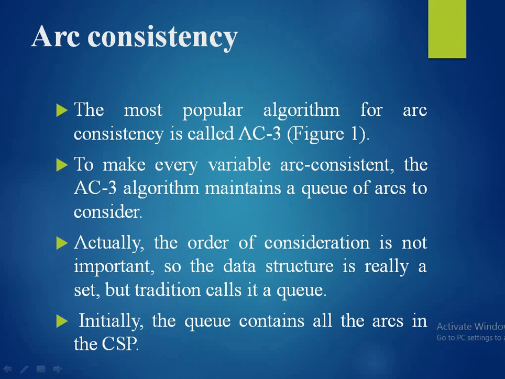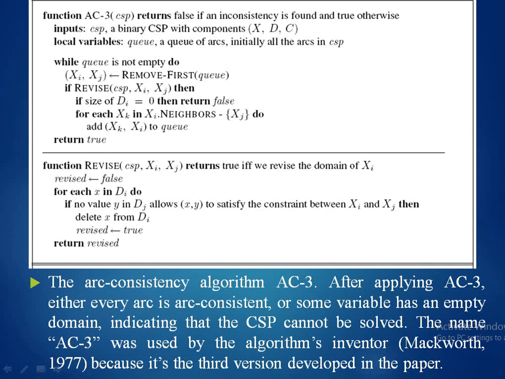The most popular algorithm for arc consistency is called AC-3, which is shown in the next figure, figure number 1. To make every variable arc consistent, the AC-3 algorithm maintains a queue of arcs to consider. Actually, the order of consideration is not important, so the data structure is really a set, but tradition calls it a queue. Initially, the queue contains all arcs in the CSP. This is our figure number 1, which shows the arc consistency algorithm AC-3.